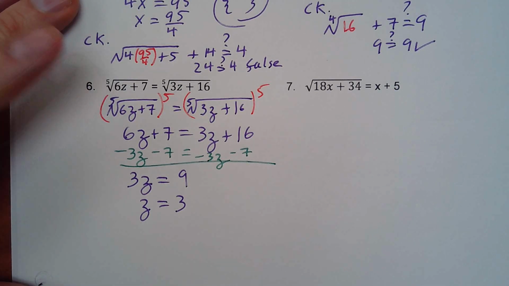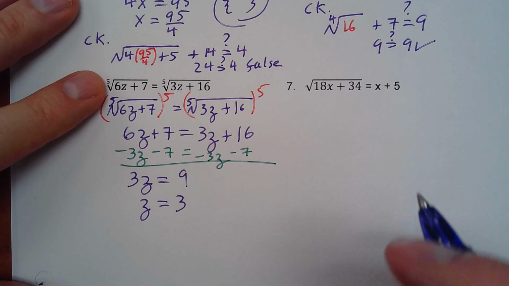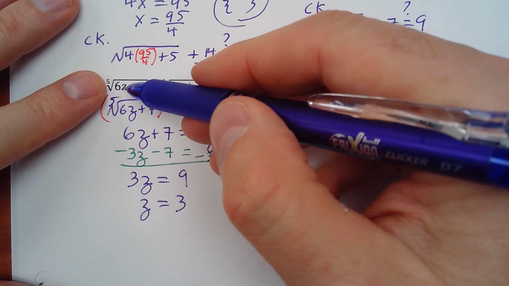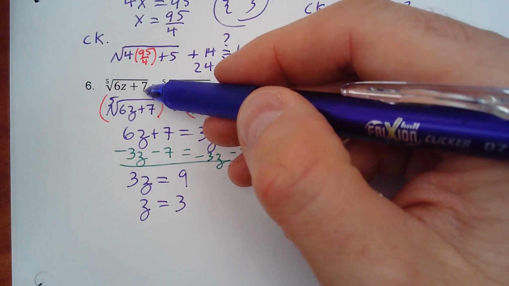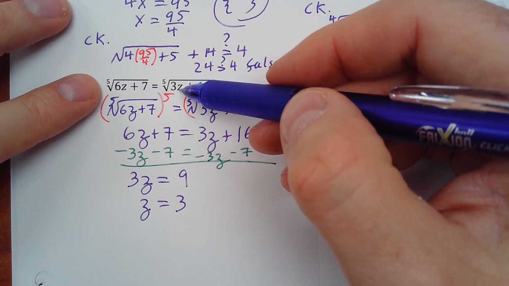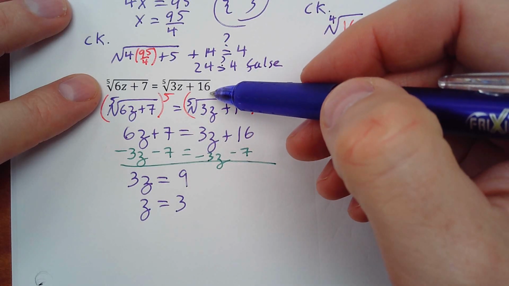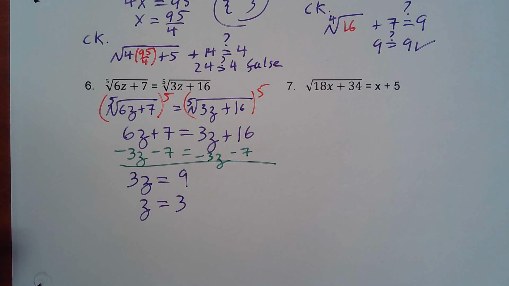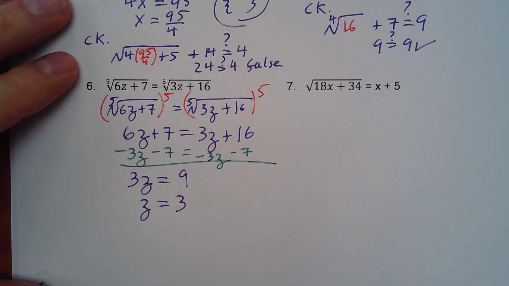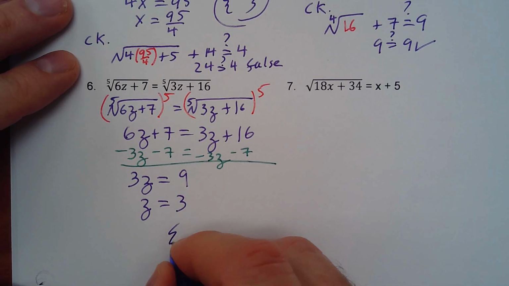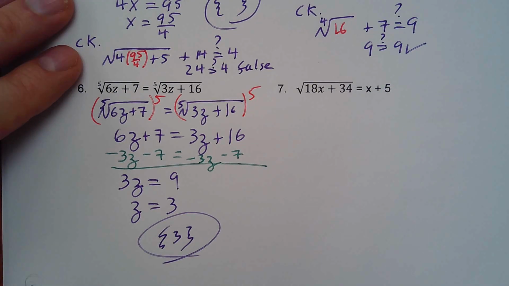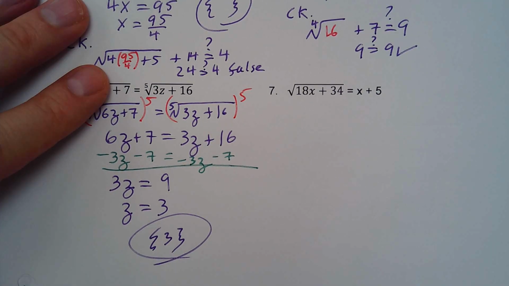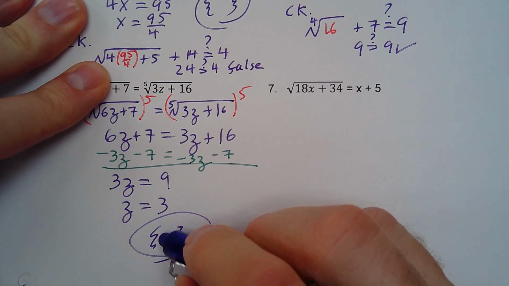Now it's an odd index, so we shouldn't have to check it, but let's check it anyway. 6 times 3 is 18. 18 plus 7 is 25, so that's the 5th root of 25. 3 times 3 is 9, plus 16 is 25, so that's also the 5th root of 25, so it does check. So my answer will be 3. Let's see if I can write a better 3.